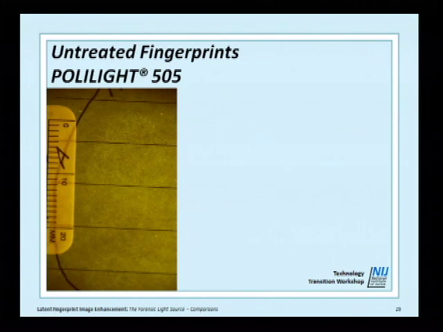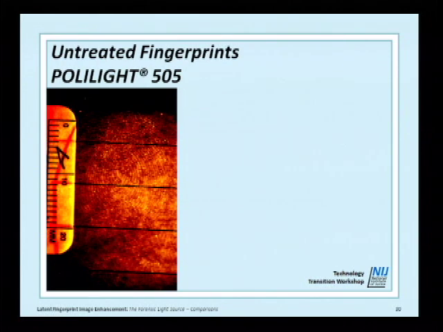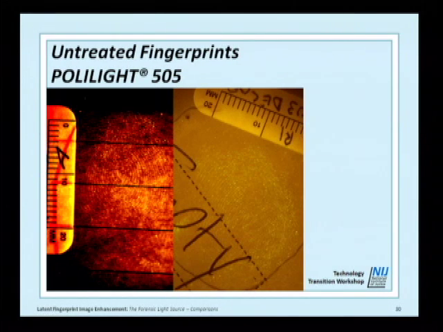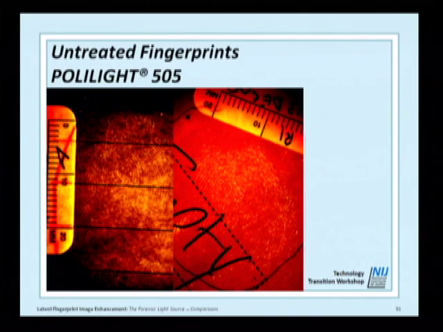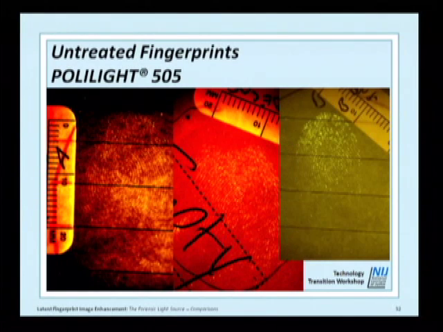Those are things that were examples of the laser outperforming or doing something that the light source didn't do. And here we have inherent fluorescence revealed by Polylight. This isn't meant to be an appropriate step. I just wanted to boost it up a bit so you could actually see the ridge detail. But these are all untreated fingerprints revealed by Polylight.